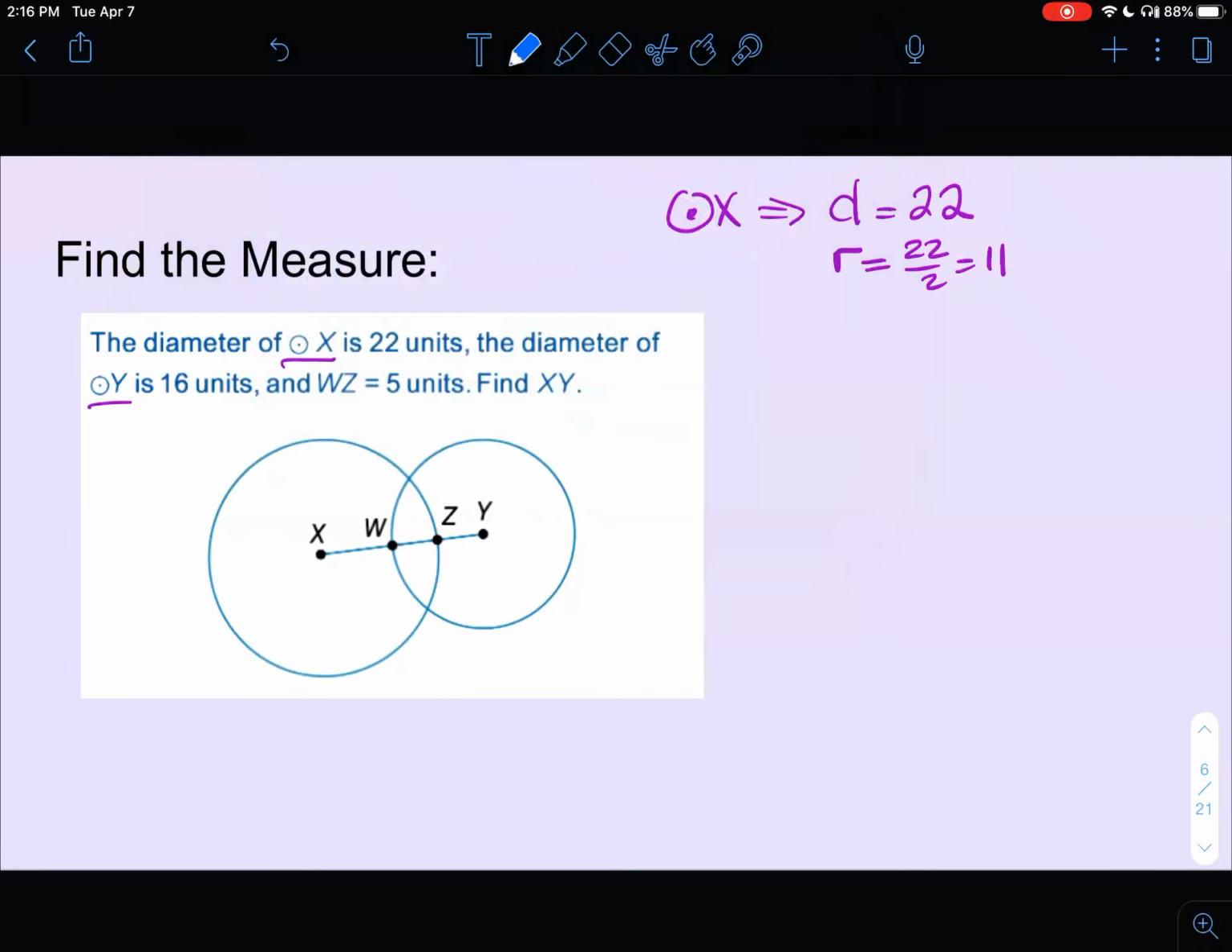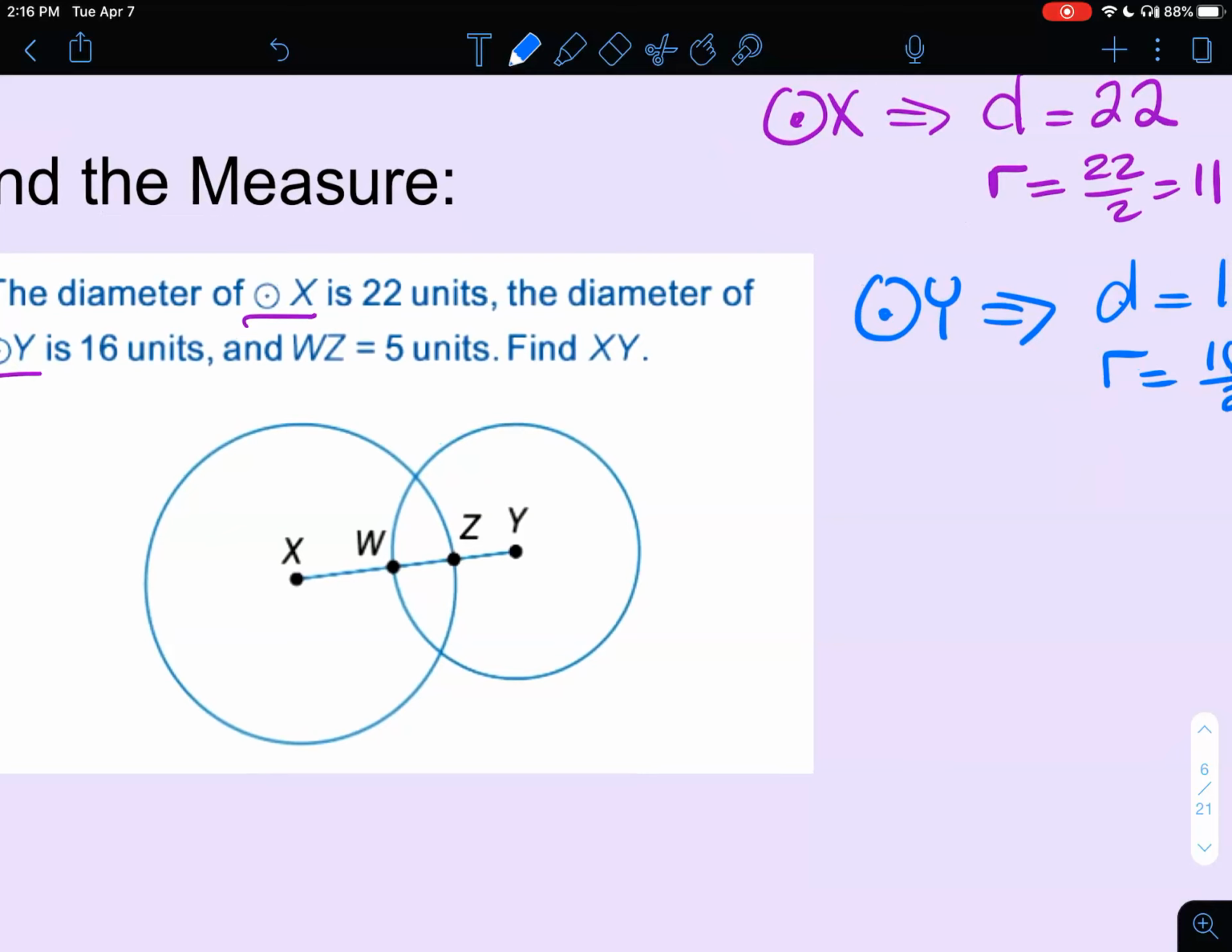All right, and then let's look at circle, changing colors, maybe. There we go. Circle Y. And his information is that he has a diameter of 16 units. So therefore, our radius must be half of that, which is 8. We're also given that WZ is 5. So we might need to zoom in a little bit.